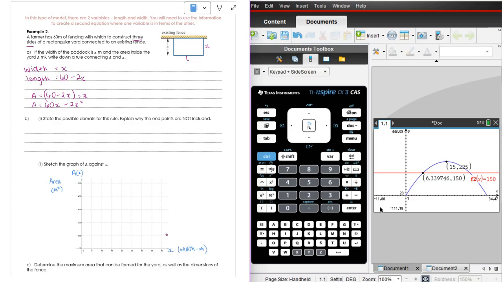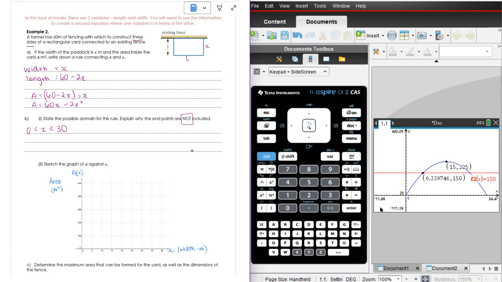Now we want to know a possible domain for this rule. Really keep in mind that for something like area and length that it has to be positive. And we also want to know why the endpoints are not included. Okay, so it's another one of a logical question. Now our implied domain for this question here is that x is greater than 0 and that our highest x value is just below 30. Okay, so we can't have 30.